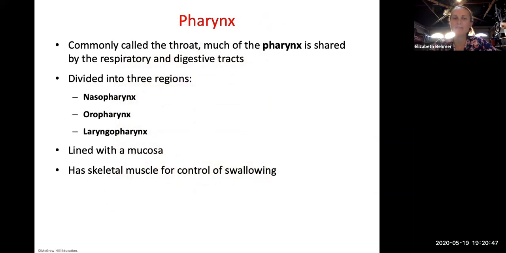Commonly called the throat, here's your pharynx. It's shared by both the respiratory and digestive tracts. We looked at the 3 regions that it's divided into. It's lined with mucosa, which helps to trap anything harmful that you could breathe in. And it has skeletal muscle for control of swallowing.